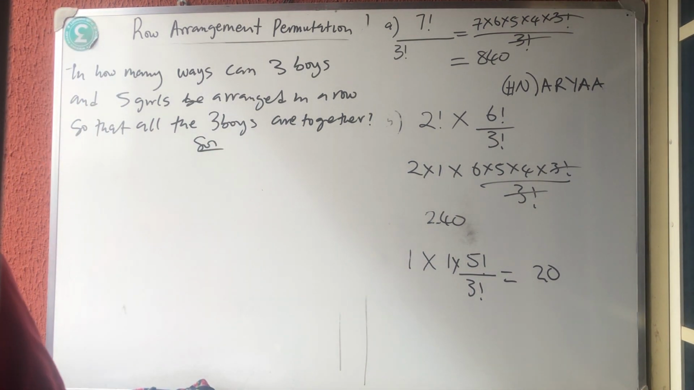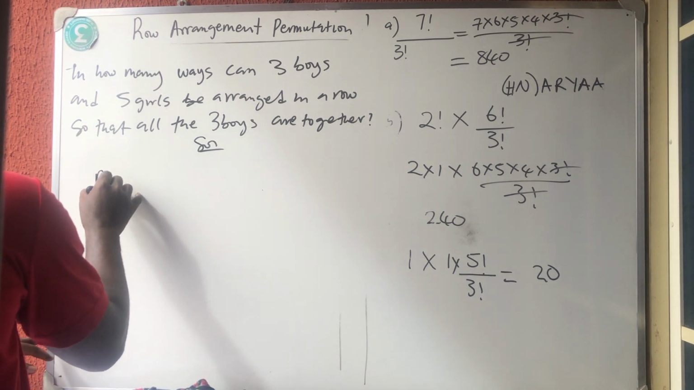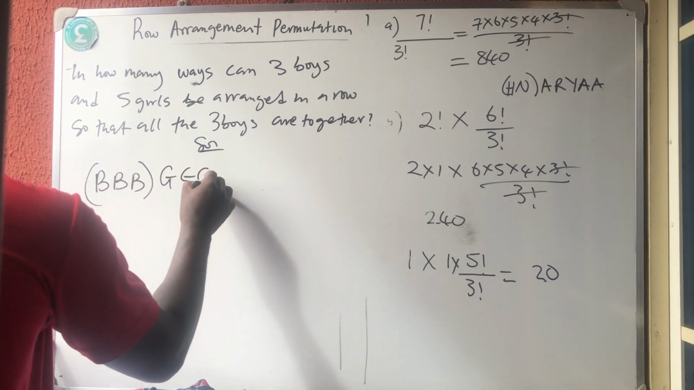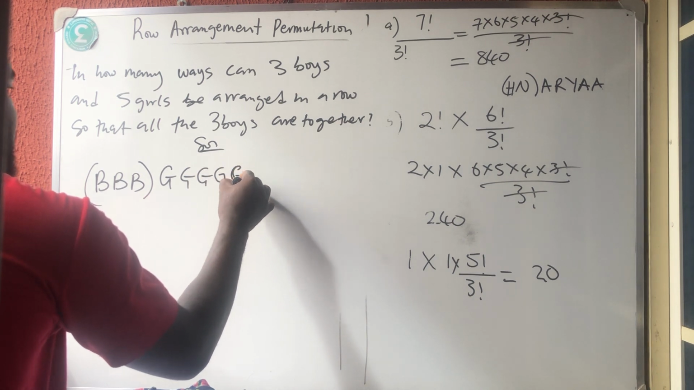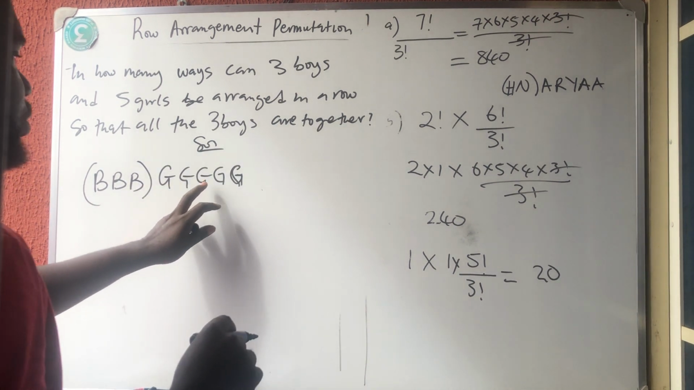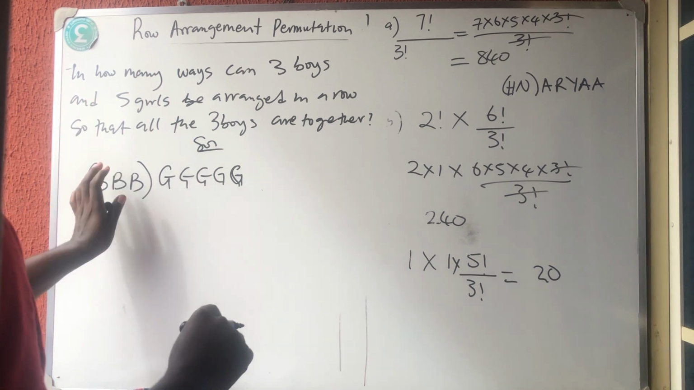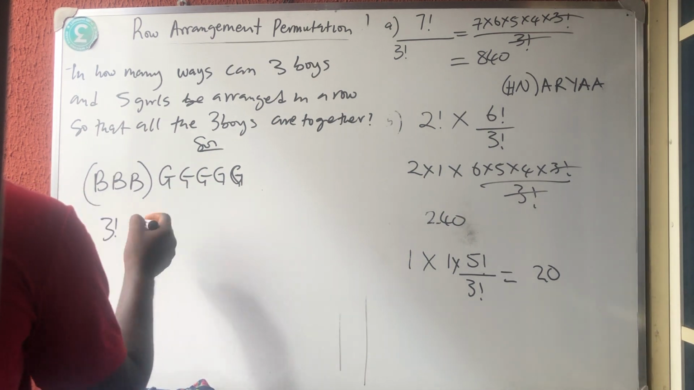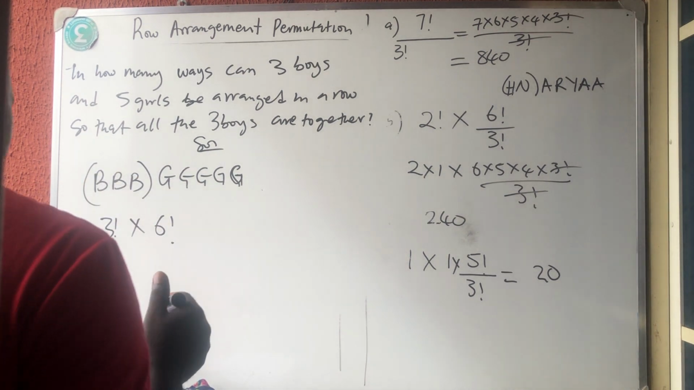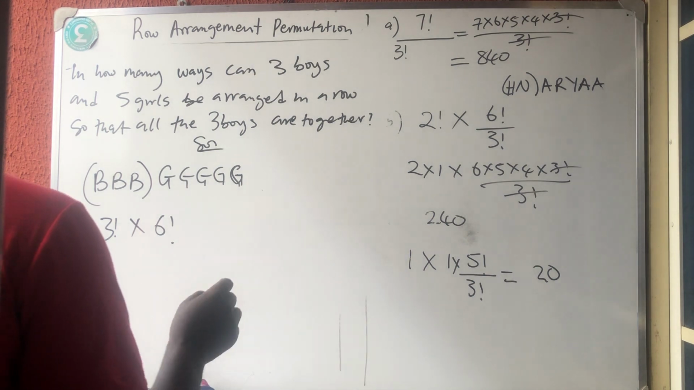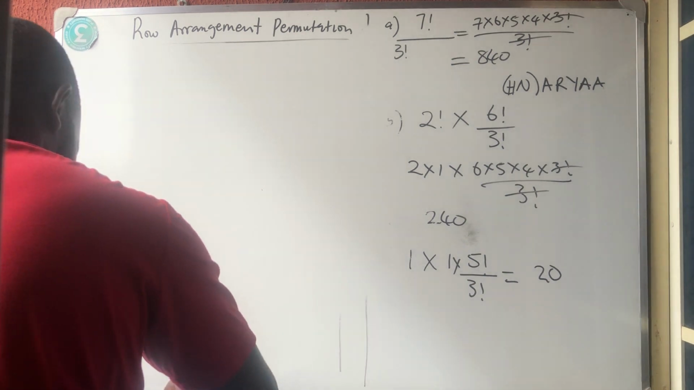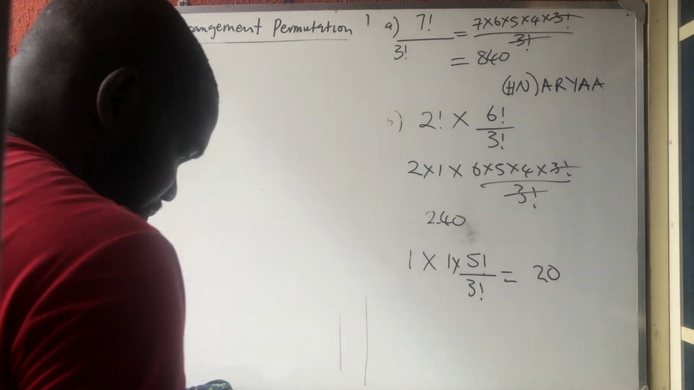Now, if the 3 boys are going to be together, look at it. Let me have boys, boys, boys being together, then the girls, girls, girls, girls, girls. How many are they? 1, 2, 3, 4, 5. This group of boys makes 1, so 6 units. But before then, the boys can be arranged in 3 factorial ways, times the 6 of them. I hope you get that. So that is just the answer. Get the value of that and you are done. Very simple.